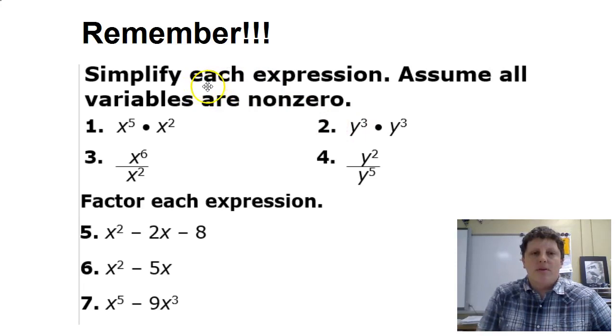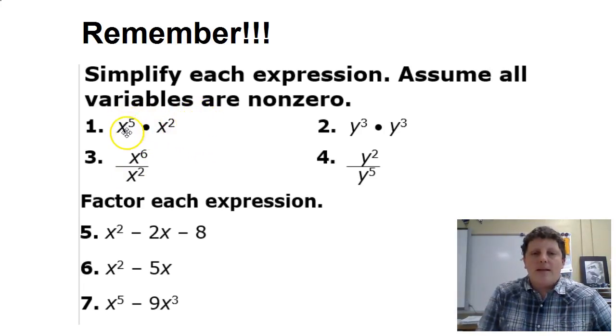First off, if we want to simplify these expressions, assume that all variables are not zero. We're assuming that they're not zero because if we had a zero in the denominator, like 0 squared is 0, we'd have an undefined expression, something that would cause a problem. So we're just saying that they don't exist in these examples.